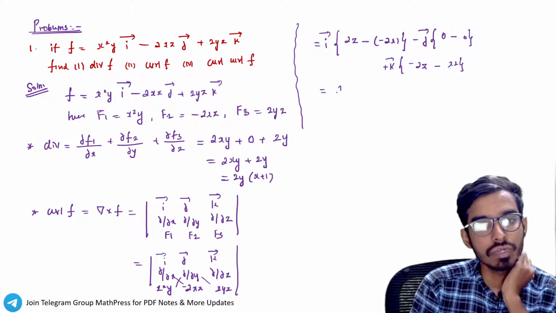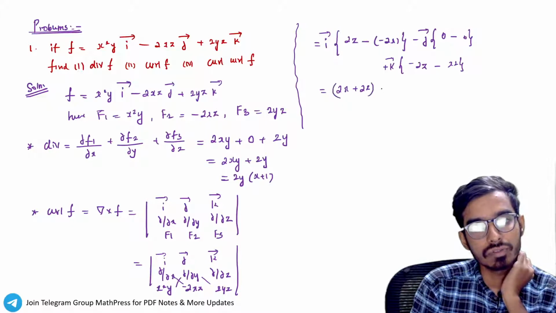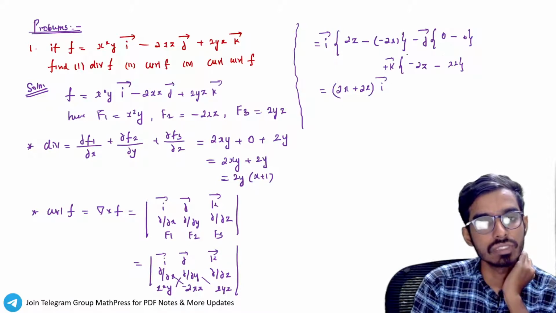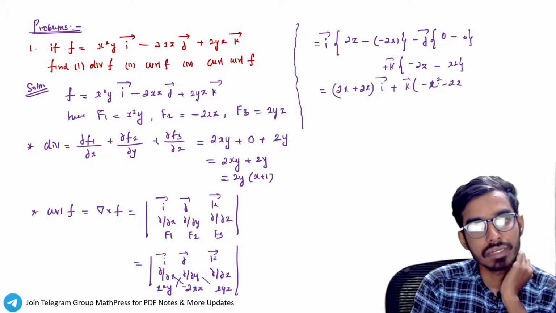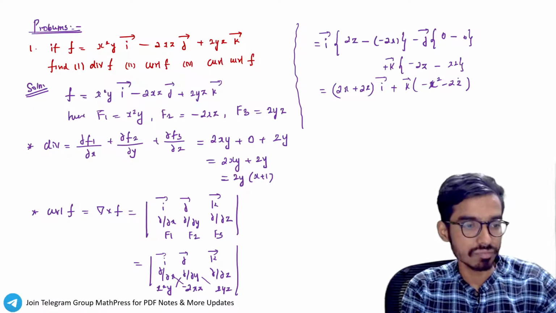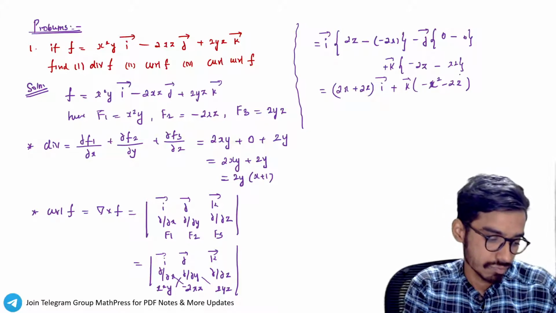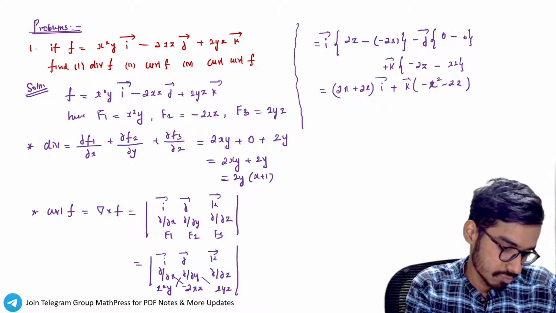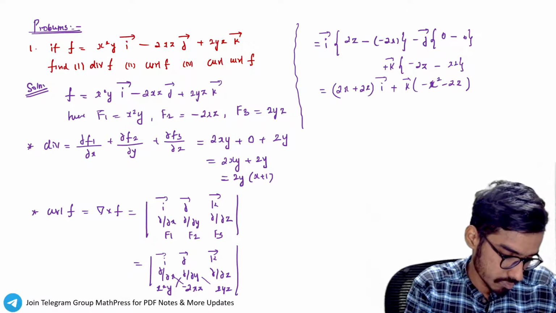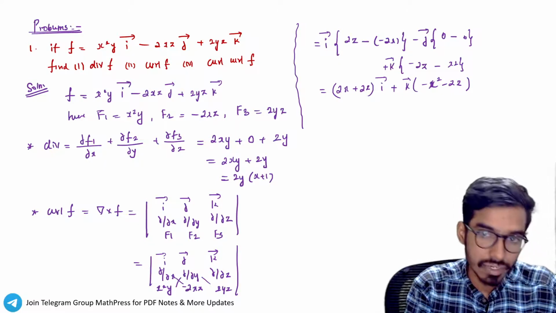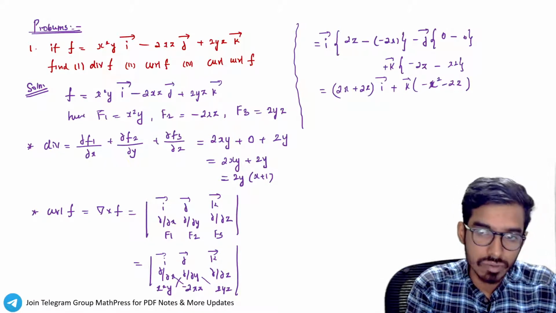So which is 2x plus 2z i vector. So there is no j component, plus k into minus x² minus 2z, right? So this is the curl of f, which is 2x plus 2z i vector plus k into x² plus 2z.